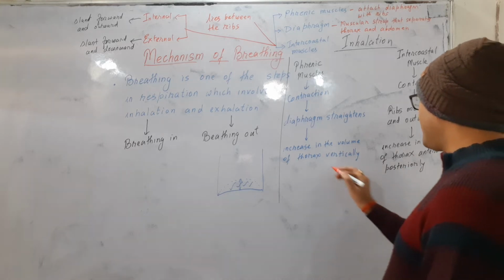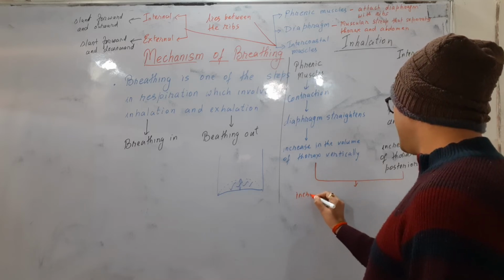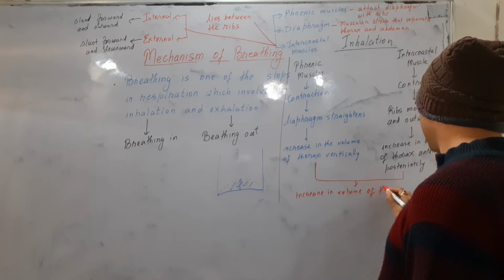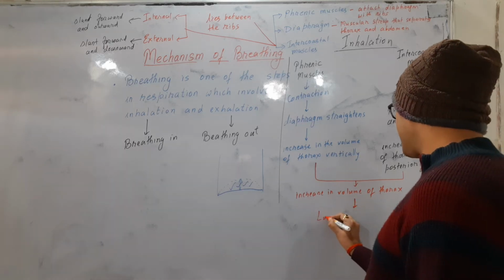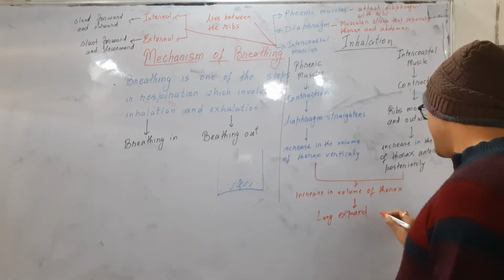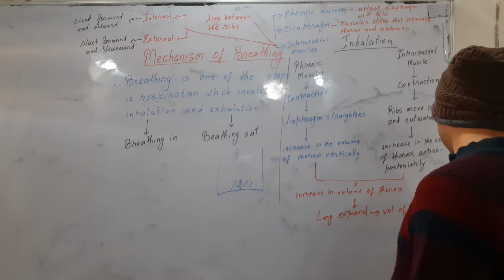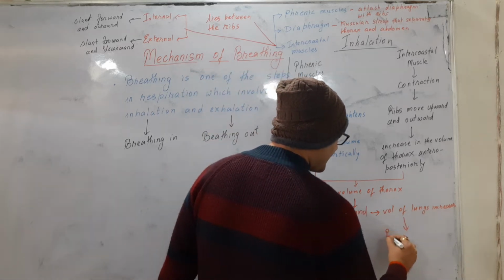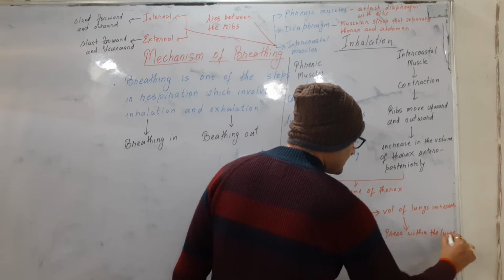Now, due to the cumulative effect of both of these, increase in volume of thorax takes place. Due to the increase in the volume of thorax, lungs expand. Due to the expansion of lungs, volume of lungs increases. Due to the increase in the volume of the lungs, the pressure within the lungs decreases.